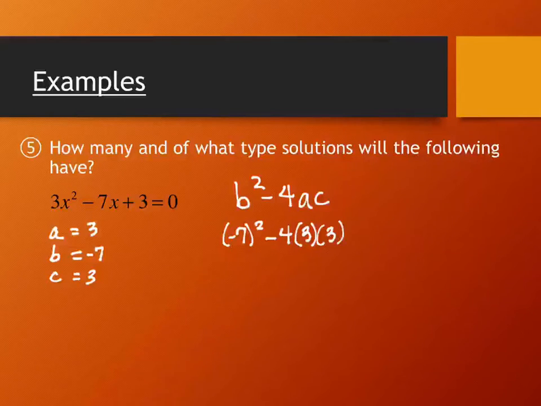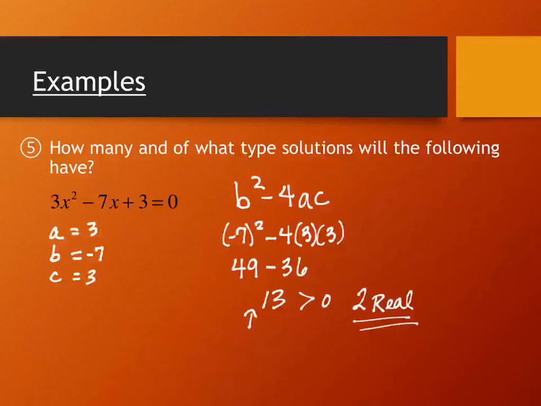What's negative 7 squared? 49. I have 3 numbers. One of them is negative, so I've got a negative. 4 times 3 is 12 times another 3 would be 36. And then 49 minus 36 is 13. The important part, of course, is the sign. This value is greater than 0, right? So what kinds of solutions and how many are there? 2 real solutions. That's all the discriminant questions are asking about.